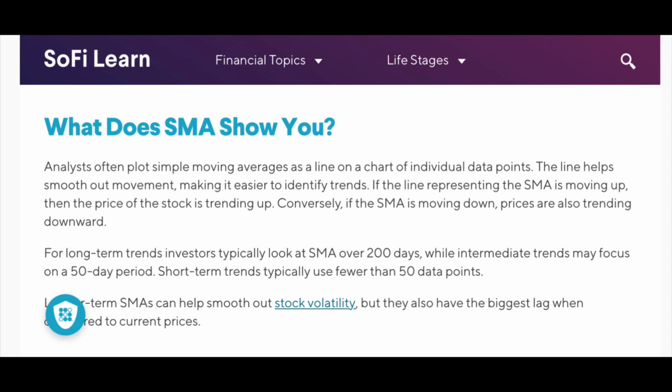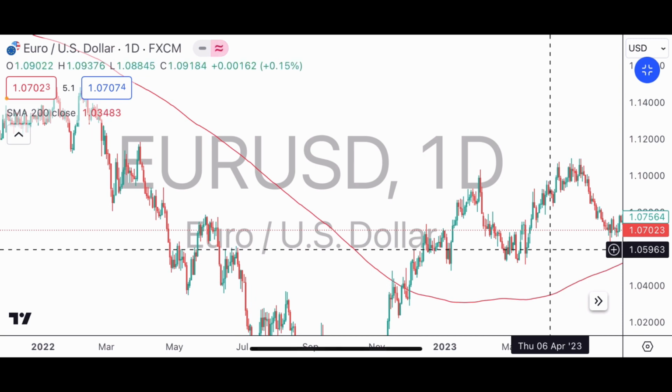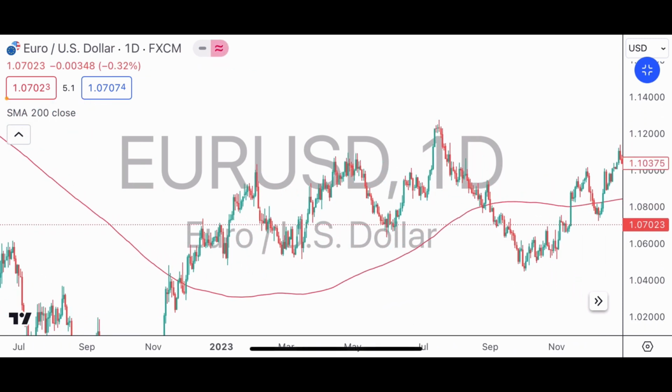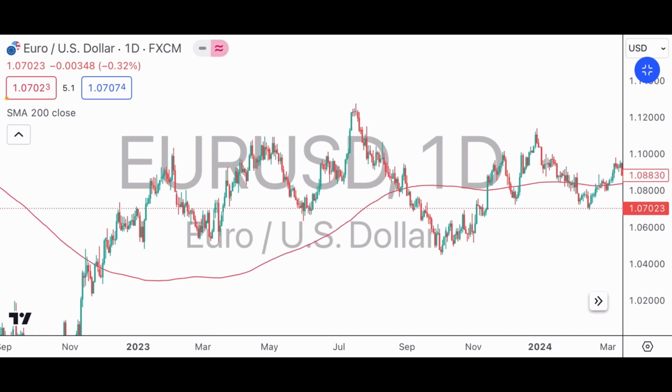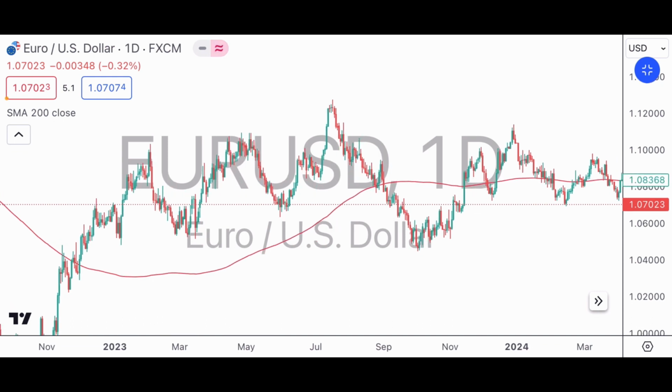Long-term SMAs can help smooth out volatility, but they also have the biggest lag when compared to current prices. Again, because it's long-term, so it's a lot longer. If you're trading daily and you do a 200 moving average, it's going to take the average closing price of the last 200 candles. But if you put the simple moving average on a 1 hour chart, it's going to do the closing average of the last 200 candles on the 1 hour. So that's what it means when they say the long-term SMA has the biggest lag.